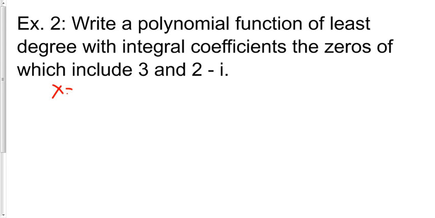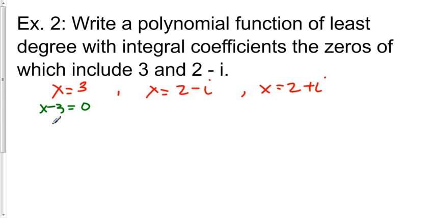So I know that one solution is x equals 3. Another solution is x equals 2 minus i. And by the complex conjugates theorem, that means x also equals 2 plus i. 2 minus i is a solution, so is 2 plus i. So I know that I've got 3 zeros to this polynomial function. So what does that mean about its factors? Well, if I set these equal to 0, x minus 3 equals 0, that tells me that x minus 3 is a factor.